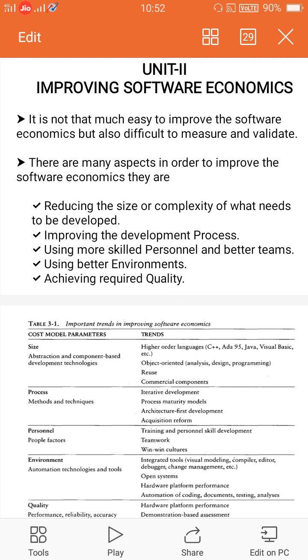Those factors are: first, reducing the size or complexity of what needs to be developed; second, improving the development process; third, more skilled personnel; fourth, using a better environment; and fifth, achieving required quality. Again: size, process, personnel, environment, and quality. Now we will discuss them one by one in this video.